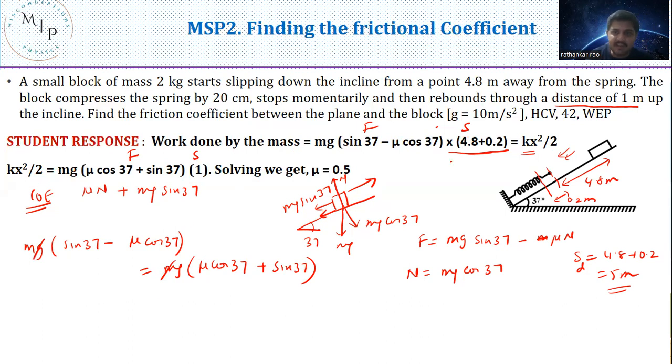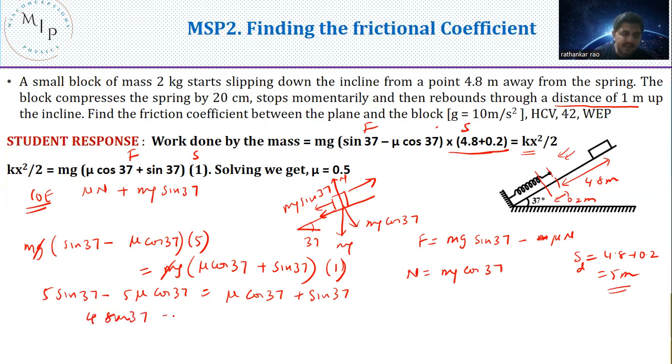And hey, I missed something here. This is into 5, into 5 here and into 1 here. So therefore, now I have 5 sine 37 minus 5 mu cos 37 is equal to mu cos 37 plus sine 37. Now you see this sine 37, this is sine 37 here. So 5 sine 37 should now be equal to 5 mu cos 37 plus mu cos 37, which should be 6 mu cos 37.